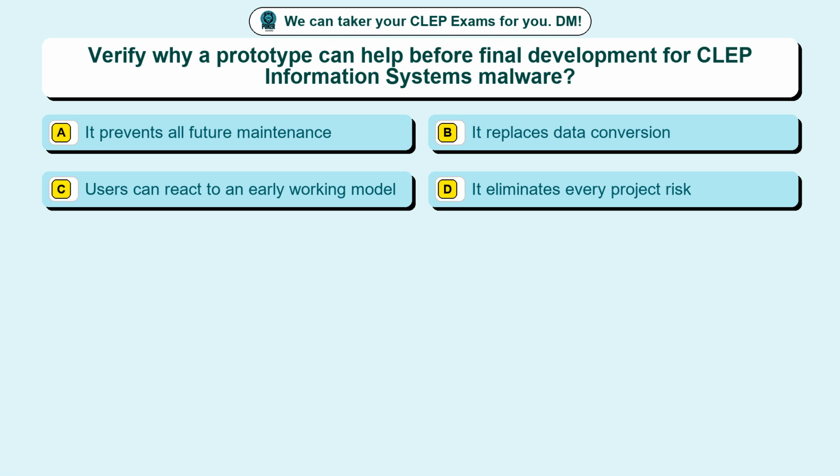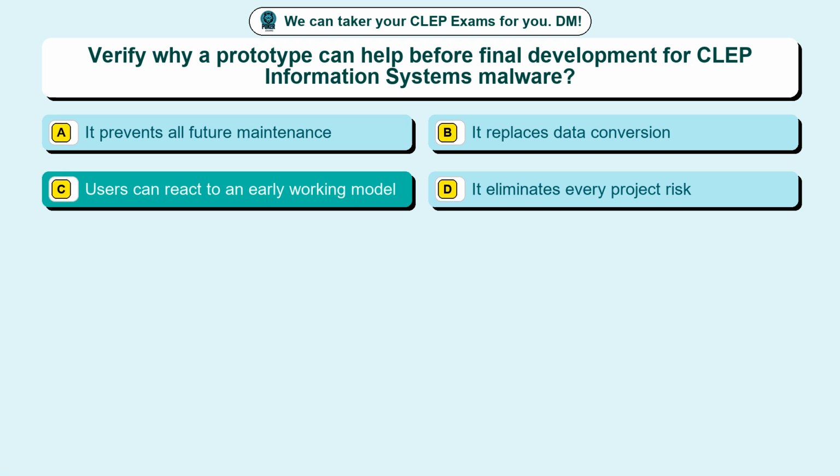Question 68. Verify why a prototype can help before final development for CLEP Information Systems malware. Option A. It prevents all future maintenance. Option B. It replaces data conversion. Option C. Users can react to an early working model. Option D. It eliminates every project risk. The correct answer is option C.